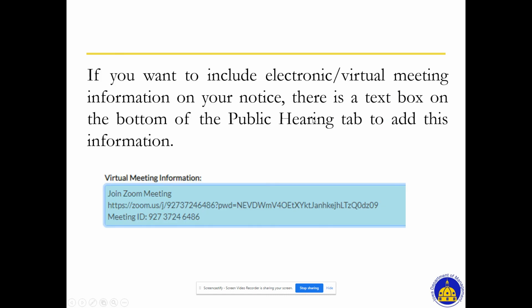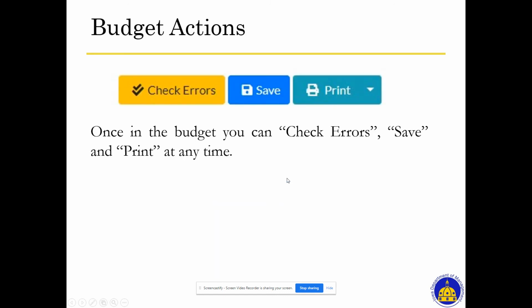If you want to include electronic or virtual information on your notice, there is a text box at the bottom of the public hearing tab to add that information. Your location field in the hearing notice is pretty big, so you may be able to include what you need there. But if you're not sure, or you have quite a bit of information to include, this box is available for you at the bottom of the public hearing tab.